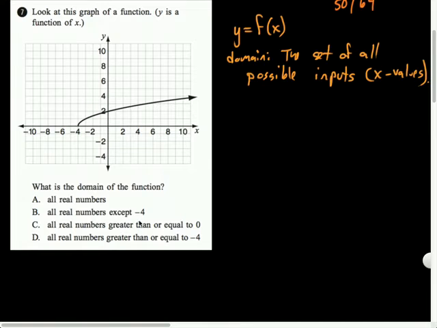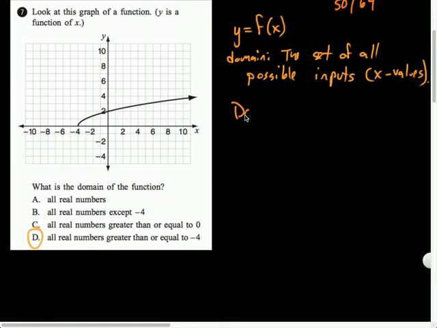C says all real numbers greater than or equal to 0. So that would have been all of these values, which I want to point out it does exist at -2 and -4 and -3. So that's not the case. So D is the correct answer. Well done, friends. The idea that all real numbers greater than or equal to -4.